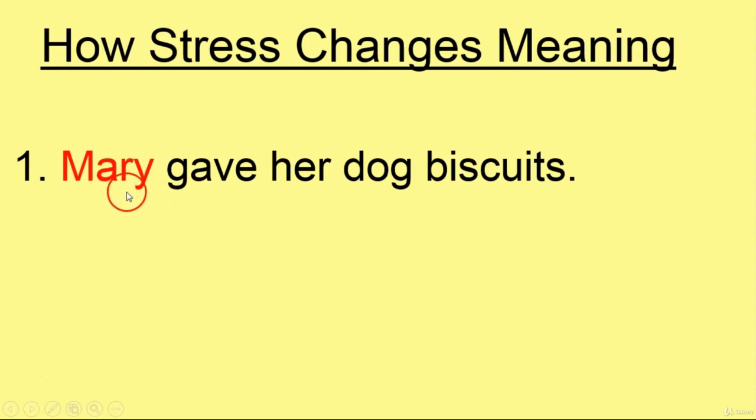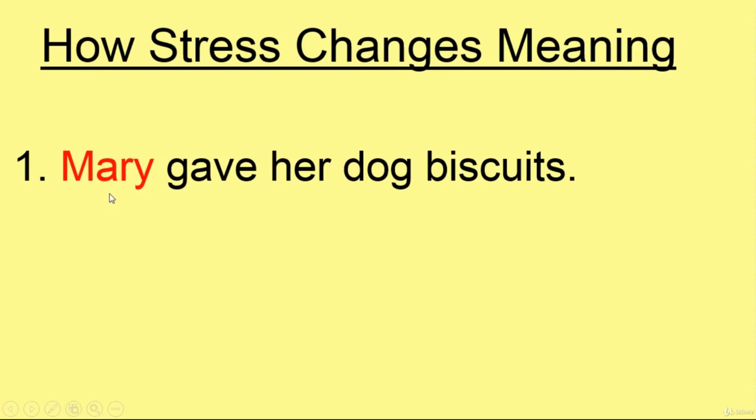When I say the name Mary, I say it louder and longer, and my voice is higher. And I stress Mary because I want to emphasize who is giving her dog biscuits. It's not Jane, it's not Mike, it's not Tim, it's Mary. Mary gave her dog biscuits.